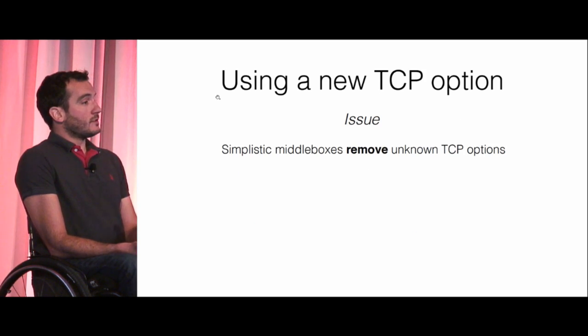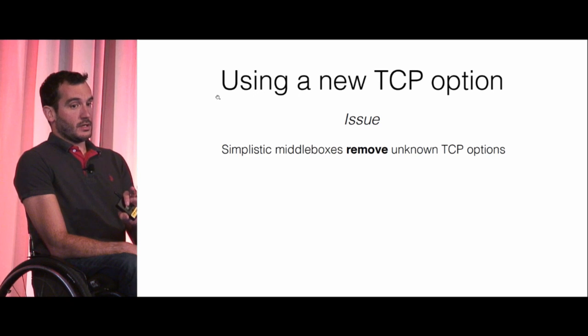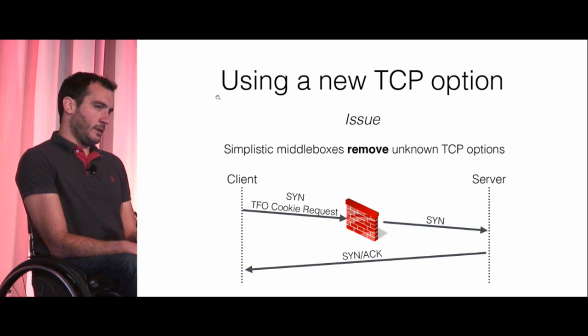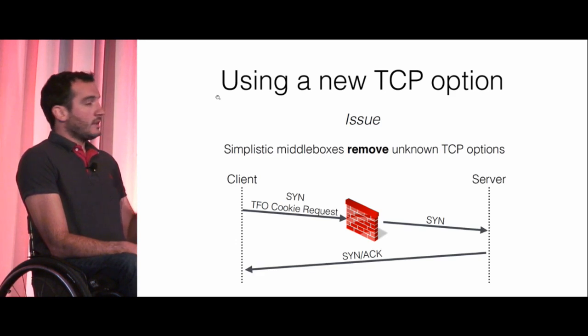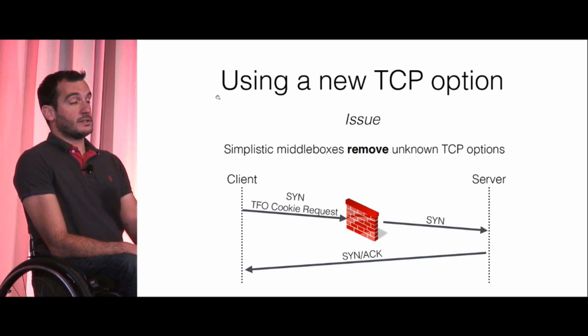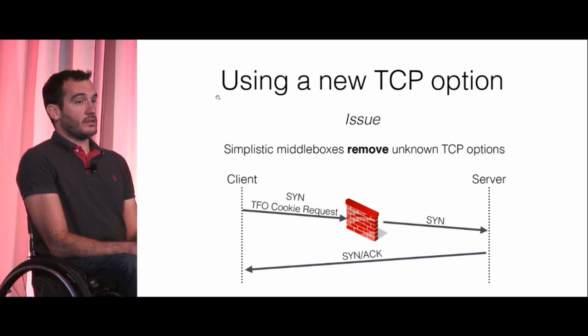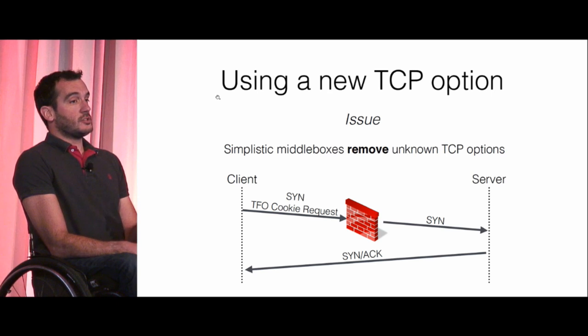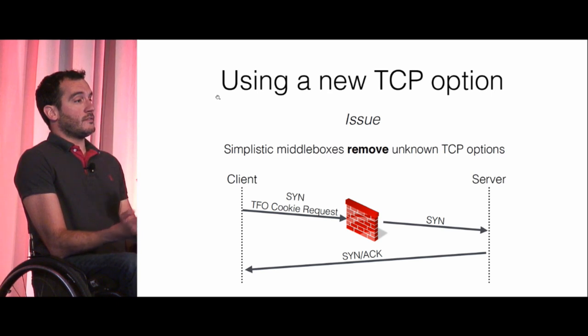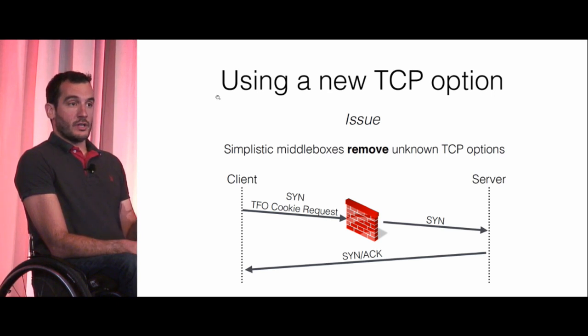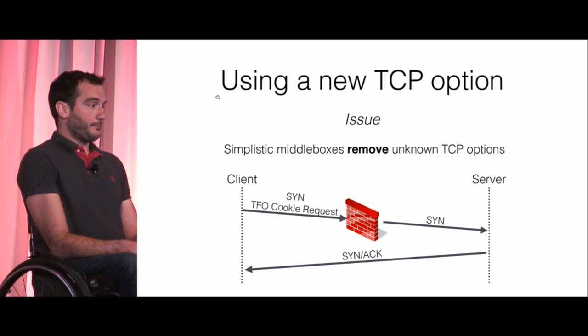So let's start with the first middle boxes. Well, TCP Fast Open is using a new TCP option. And we have found middle boxes who are removing unknown TCP options. Now, how does TFO behave in such kind of behavior? Well, if the client is sending its SYN with the TFO cookie request, the middle box will remove it. The server will receive a SYN without a TFO option. And he will assume that this is a regular connection and he will not generate a cookie inside the SYNACK.